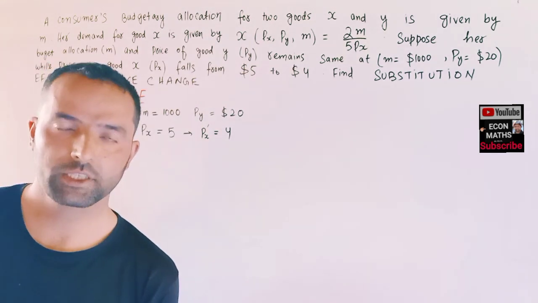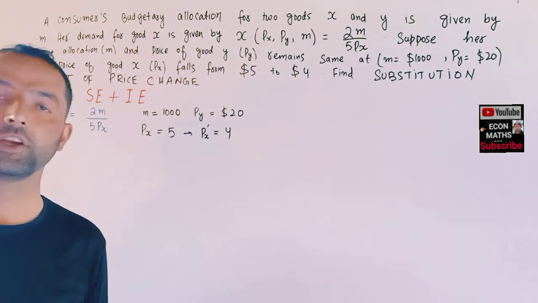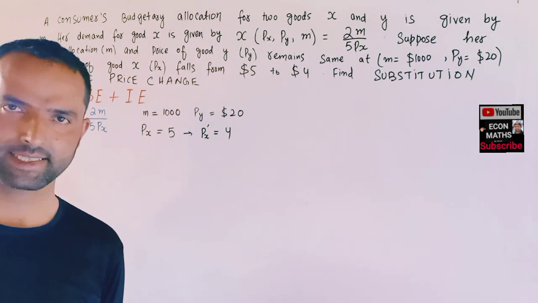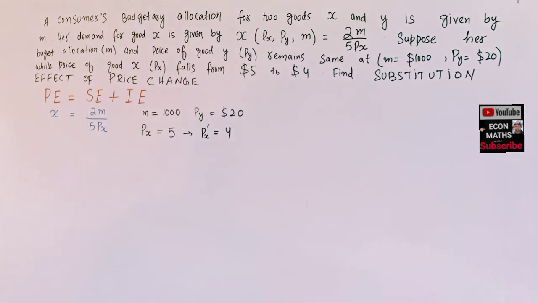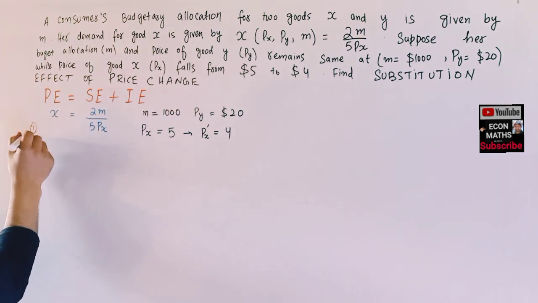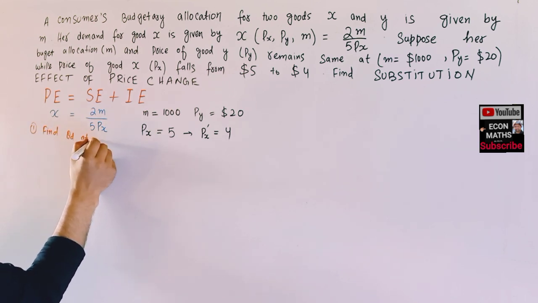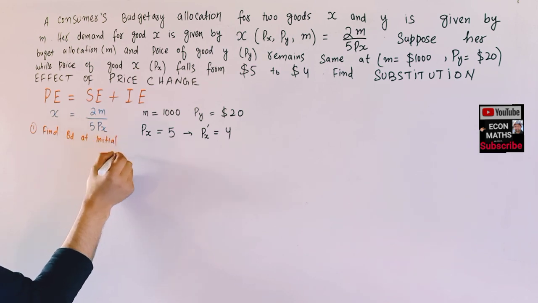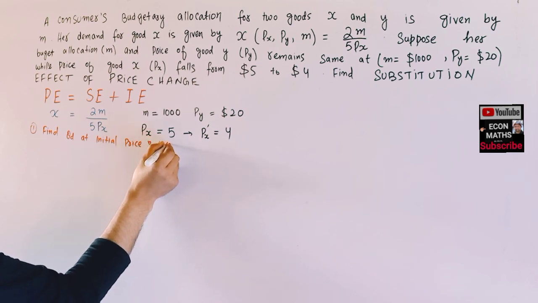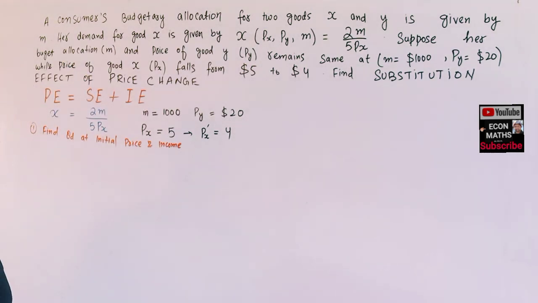The first step is to find the quantity demanded at the initial price and at the initial income. I will draw the graph here to make it more understandable for you. So our first step will be to find the quantity demanded at the initial price and income. So what is the quantity demanded at the initial price and initial income?